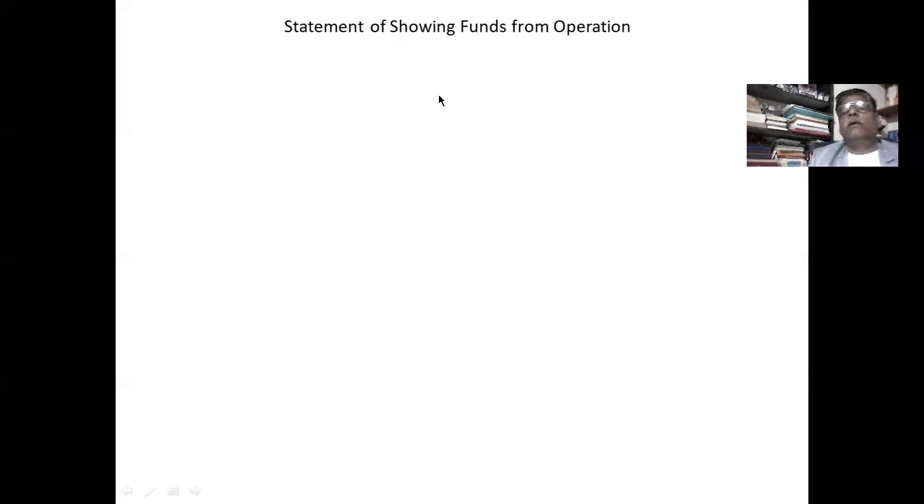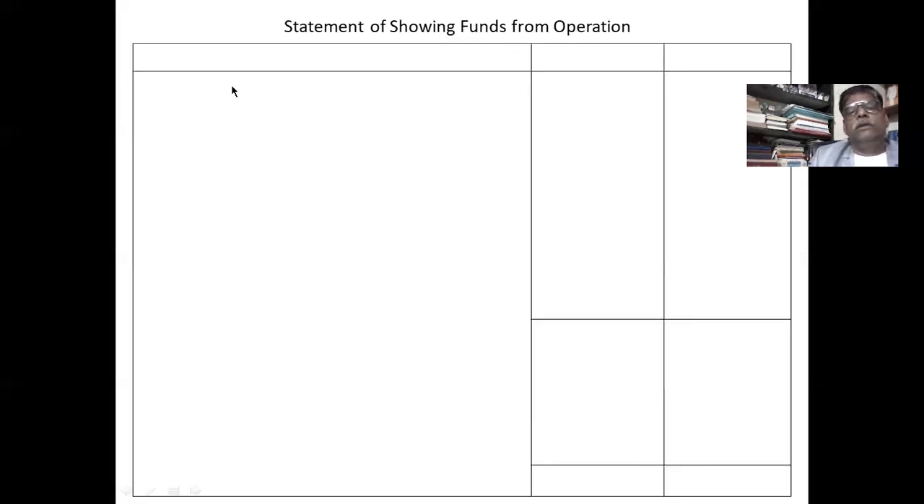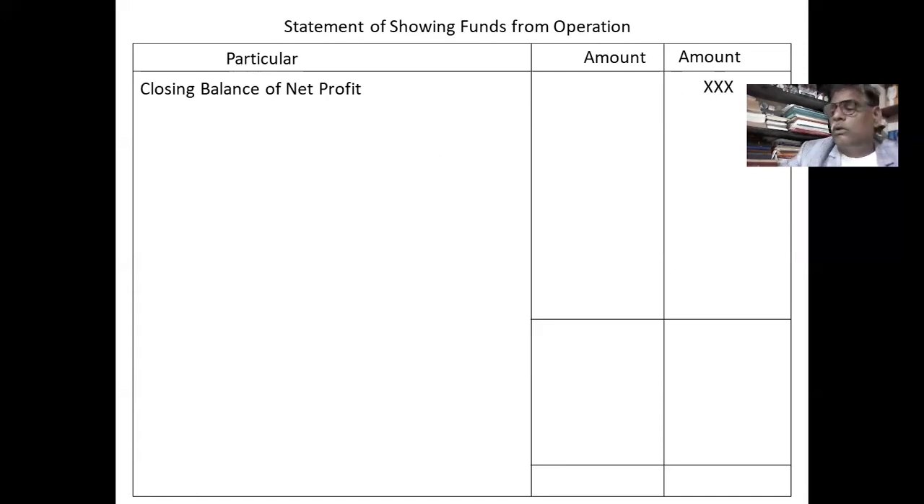Statement showing funds from operation. Funds from operation, particular, amount. Like that you have to prepare. First, you take the closing balance of net profit. Closing balance of net profit means current year P&L account balance. You write the current year balance in the outer column.